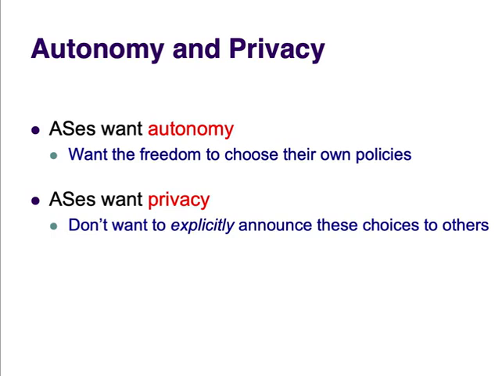I also want privacy as an AS. So ASs are very sensitive to things like telling the world about what their business relationships are. Sometimes they don't even like to talk about who their peers are or who their customers are. They certainly don't want to tell everyone what their policies are. And I have this sort of explicitly, they don't want to explicitly announce these choices to others. Why am I saying explicitly? A bit of a weasel word there.